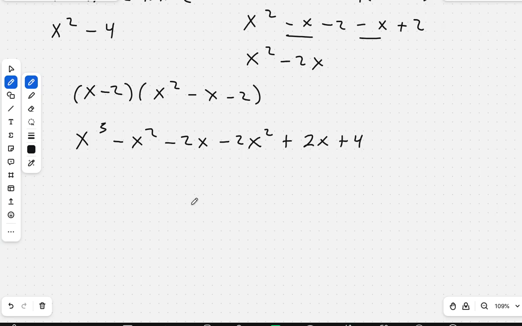So then just to finish up, we want to simplify. So we've got x cubed, I have minus x squared minus 2 more x squared, so minus 1 minus another 2, that makes minus 3 x squareds. I have minus 2x plus 2x, those have opposite signs, so those just drop out, and that plus 4 on the end. And that wraps up 6.2.